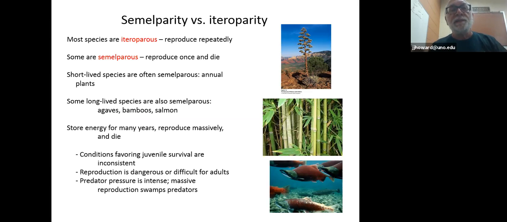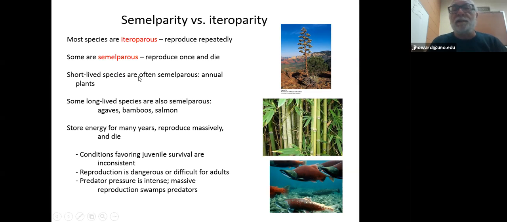Now, most species that live longer than, say, 1 year, are iteroparous. They reproduce repeatedly. They reproduce a little bit every single year. Some species, however, are semelparous. They wait, they store up energy, they reproduce once, and then they die. So this is Big Bang reproduction.